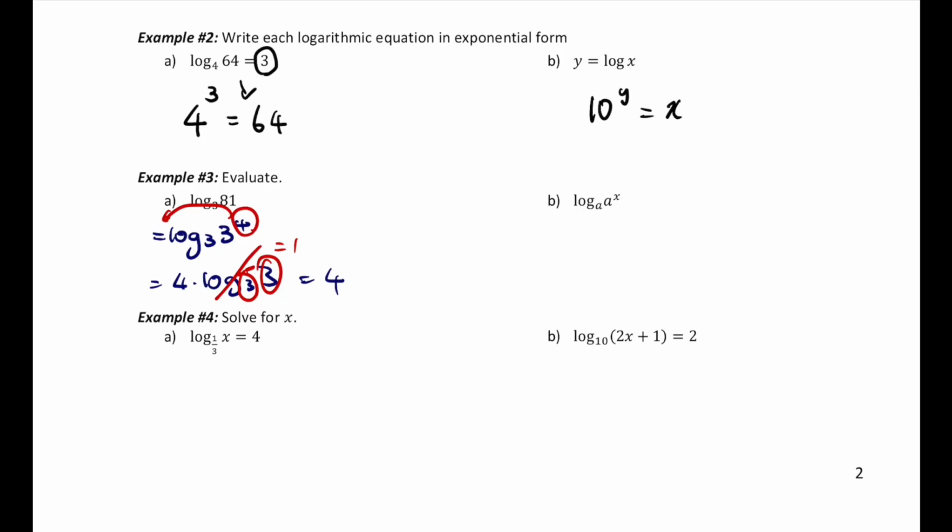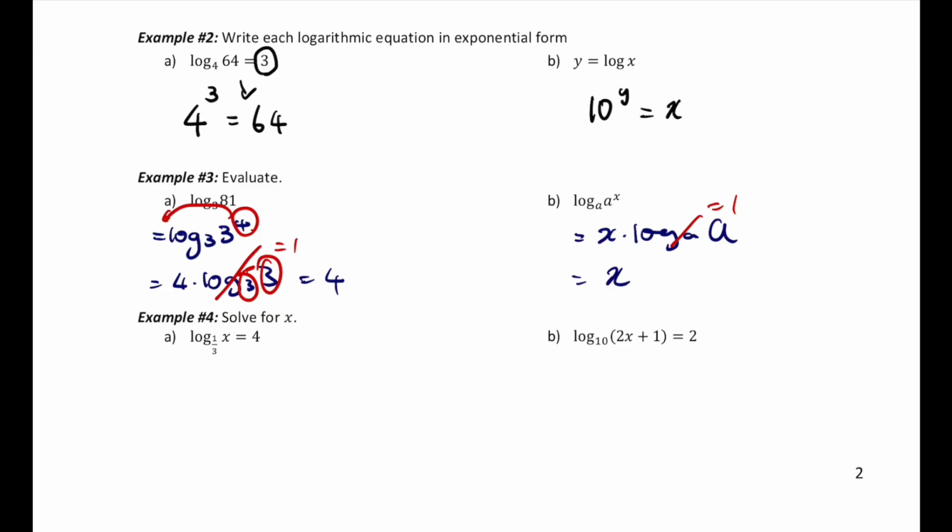Then question B, log base a of a to the power of x. Okay, so this one right away we do know that x times log base a of a is happening, right? Then log base a of a is equal to 1, so the final expression is x.